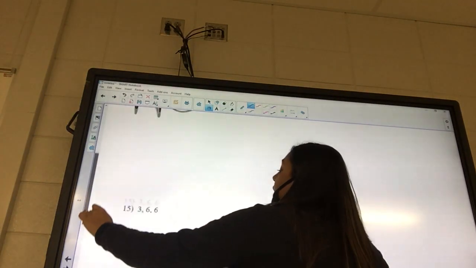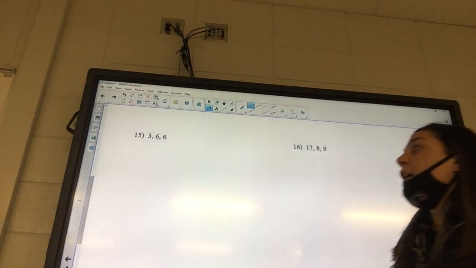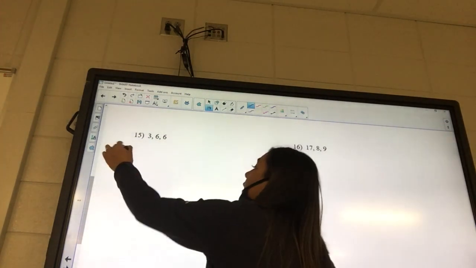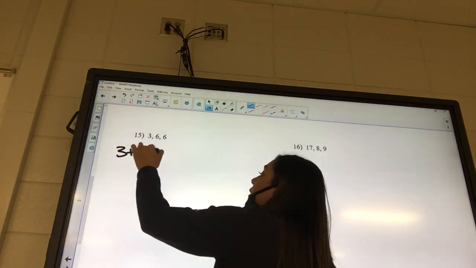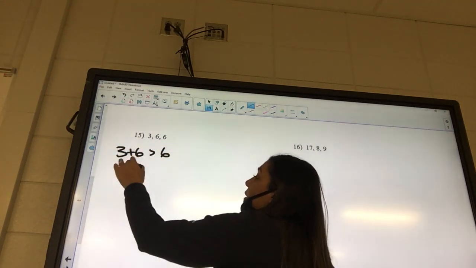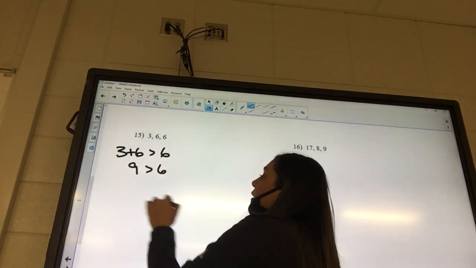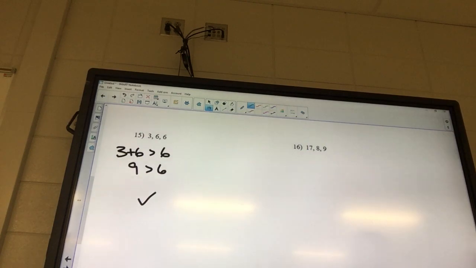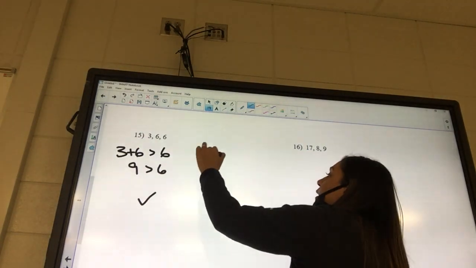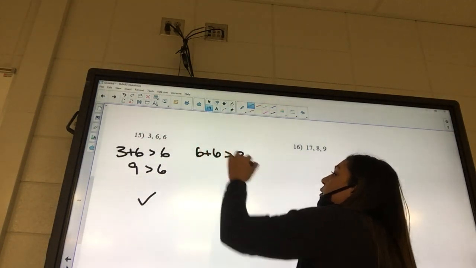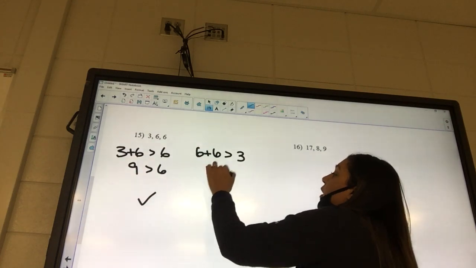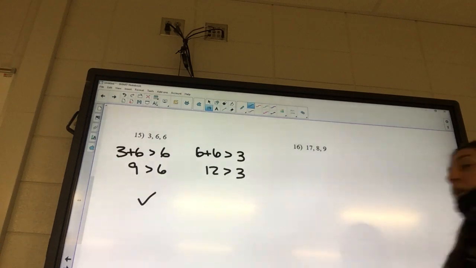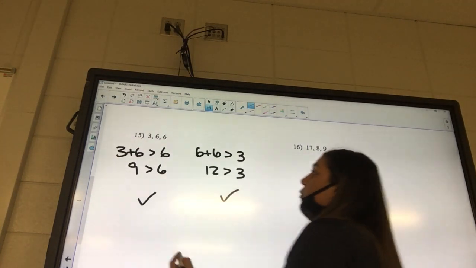Alright. Okay, and then 15, we got a 3, 6, 6. 3 plus 6 is greater than 6. 3 plus 6 is 9, is greater than 6. Yes, that's true. Okay, well, how are we going to set up the next one? 6 plus 6 is greater than 3. Yes. So 12 is greater than 3. Is 12 greater than 3? Yeah. So this one works out.